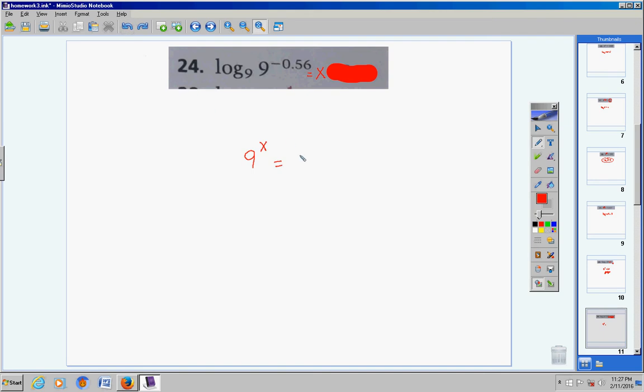So I would put 9 to the negative 0.56. And look, you're finished. Your bases match. Cross off your 9's and set your exponents equal.